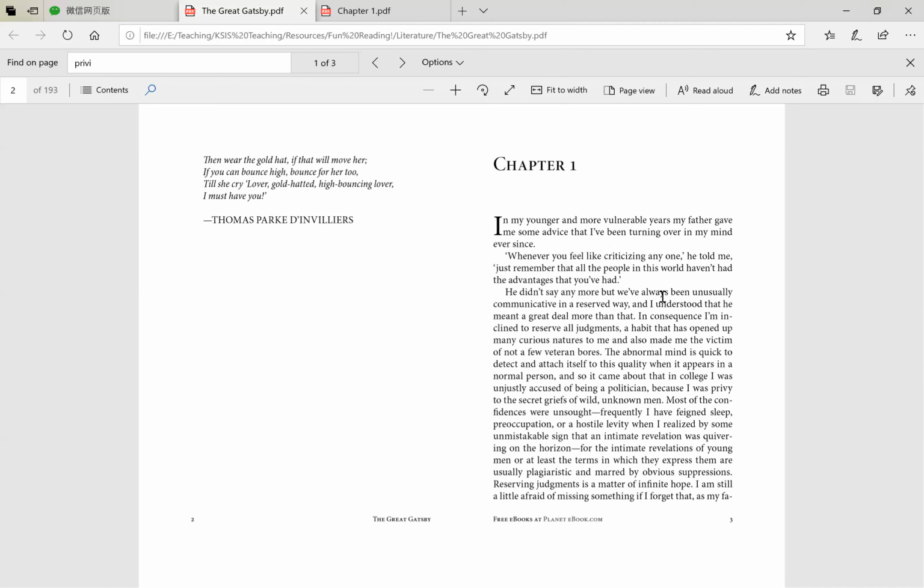The five vocabulary words, I can't do that because that's up to you. So hopefully you've completed that.